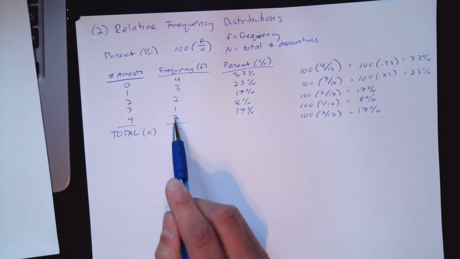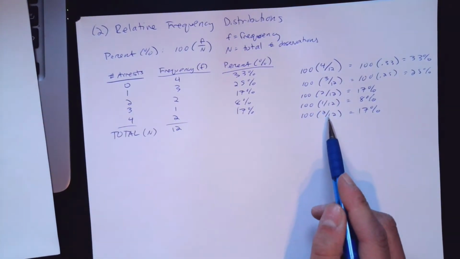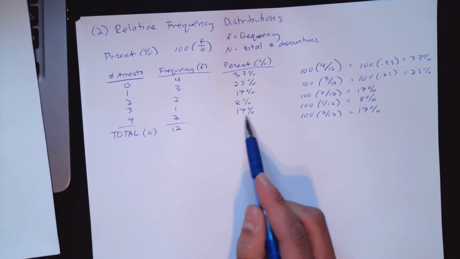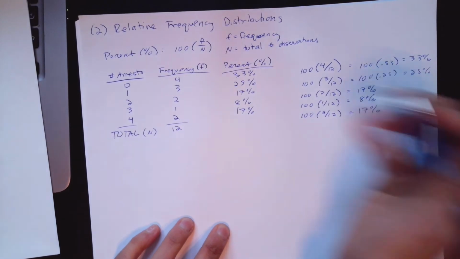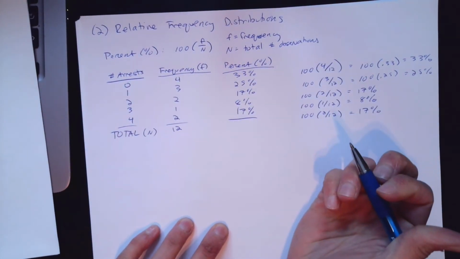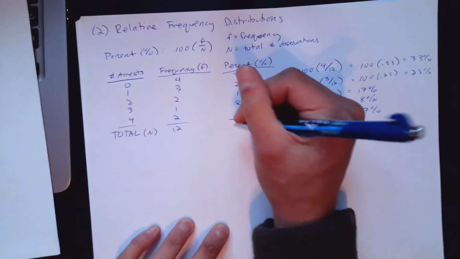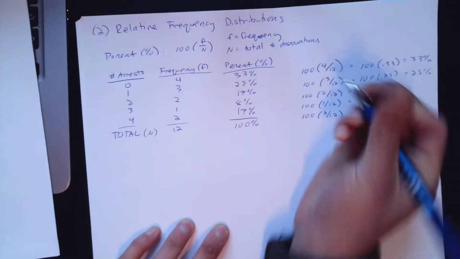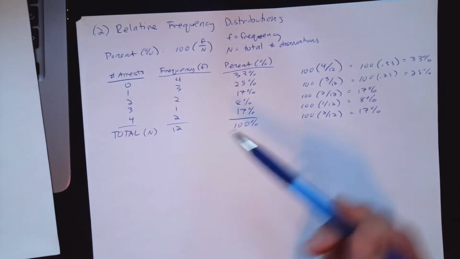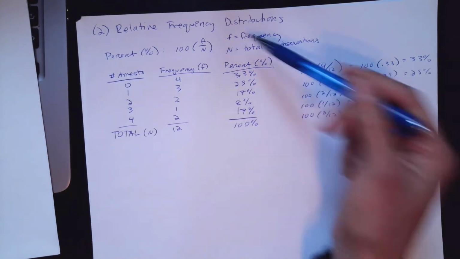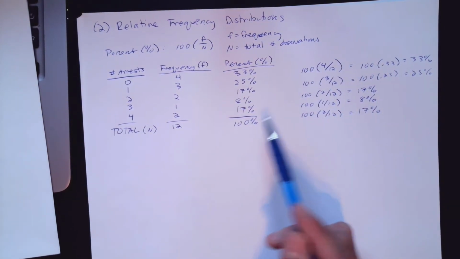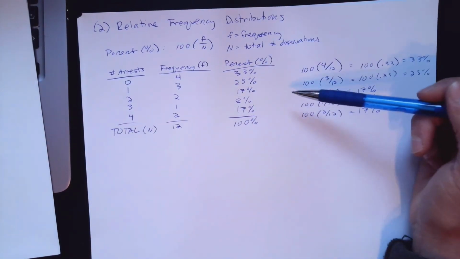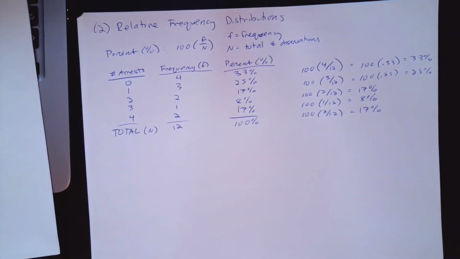So by plugging in our frequency of 2 here into the formula, we're getting this, which tells us that 17% of the people in our sample were arrested 4 times in the past. And you can also find the total for your percents, and if you do this, it should add up to 100%. Because 100% is including everybody in the sample, so you're accounting for all the different possible numbers of arrests that somebody could have in your sample.